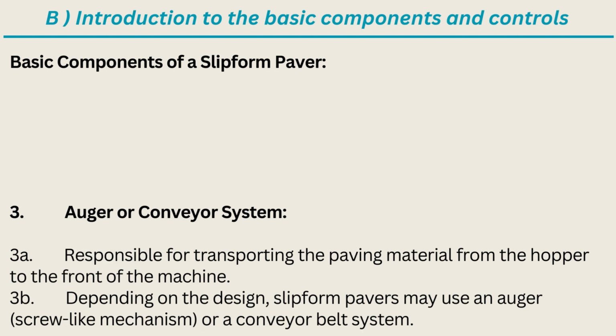3. Auger or conveyor system. 3a. Responsible for transporting the paving material from the hopper to the front of the machine. 3b. Depending on the design, slipform pavers may use an auger, screw-like mechanism, or a conveyor belt system.